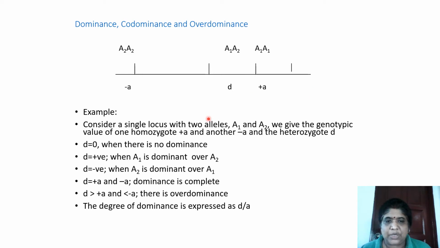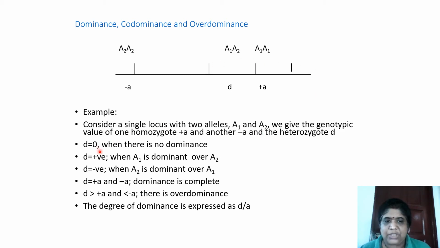Consider a single locus with two alleles, A1 and A2. We give the genotypic value of one homozygote as plus A. That means A1 is plus A, and for A2 we give it as negative A. This is just a value we give, assuming that A1 gives a positive value and A2 gives a negative value. And the heterozygote we give a value of D. This is a scale. So when we talk about metric characters and values, we give them a scale.